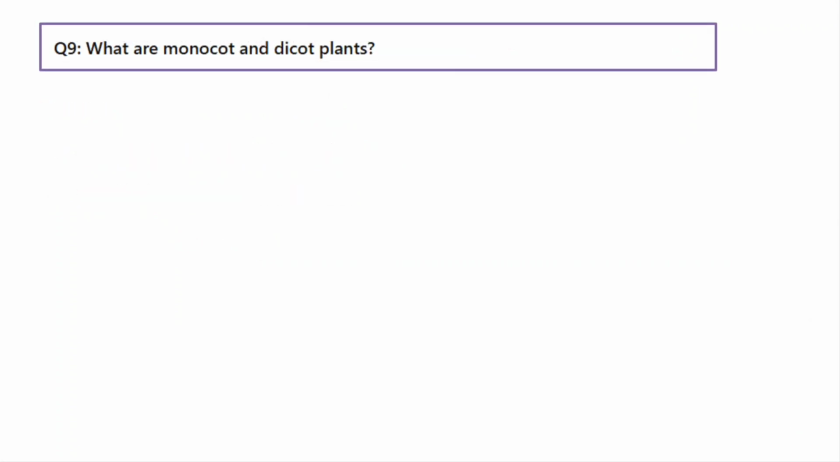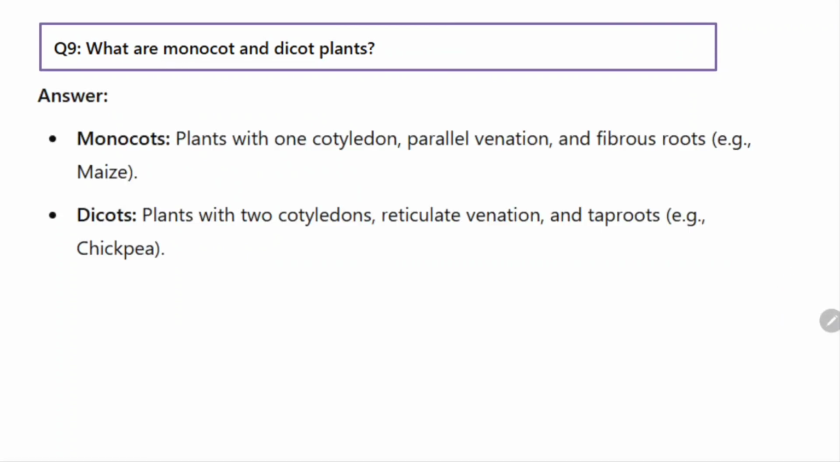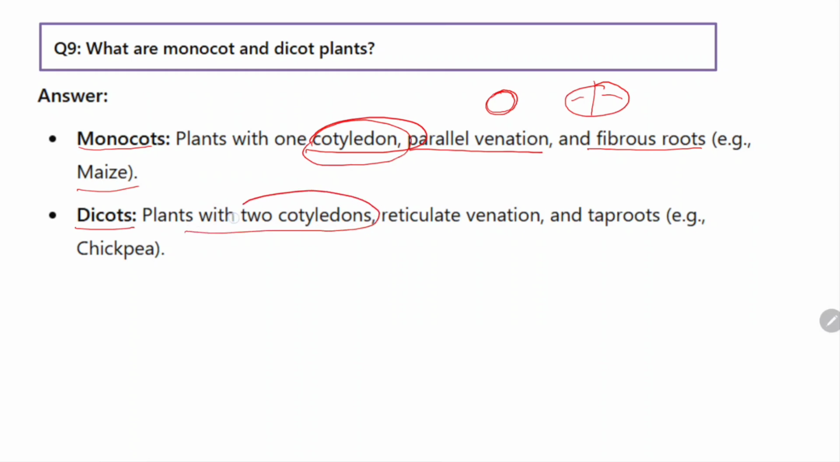What are monocot and dicot plants? Monocots are plants with one cotyledon, and they have parallel venation and a fibrous root. Example, maize, whose seed cannot be divided into two parts. Otherwise, if you can divide the seed into two parts, as in the case of chickpea, it will be dicot, with one cotyledon on this side and another on this side. In monocots, there is only one cotyledon, so the seed cannot be divided into two parts. Dicot means plants with two cotyledons, reticulate venation and a taproot system.